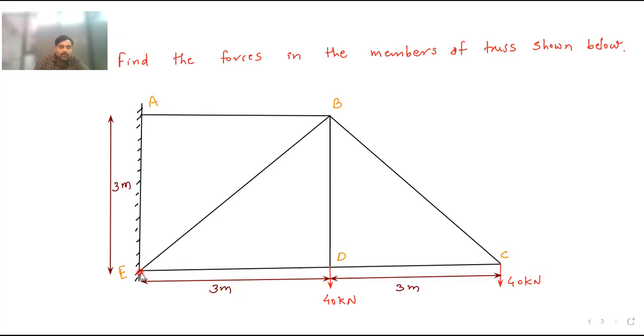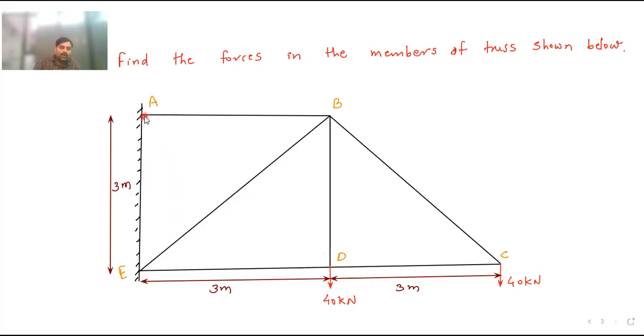Is point E a joint or not? You tell me, point E, is it a joint? Yes, sir. Why is it a joint? Members EB and ED are attached. So members EB and ED are meeting at this point E.